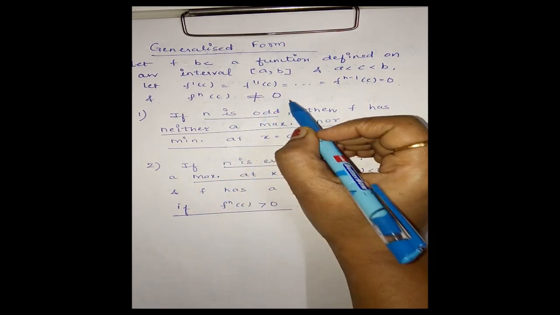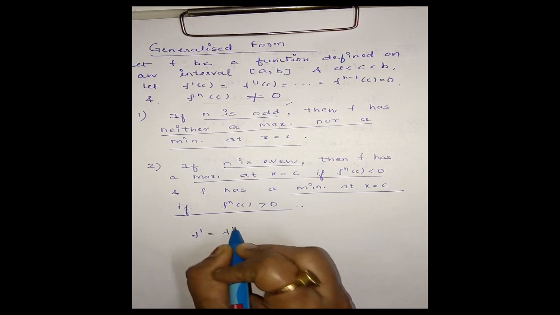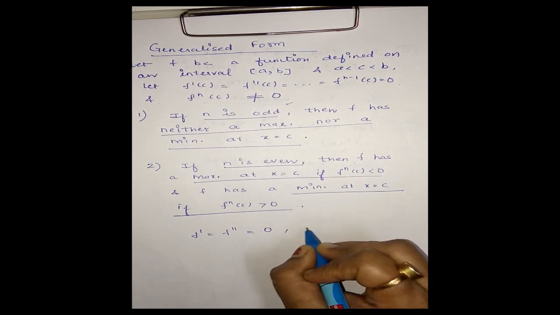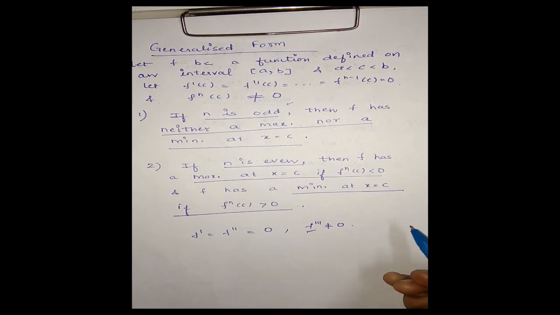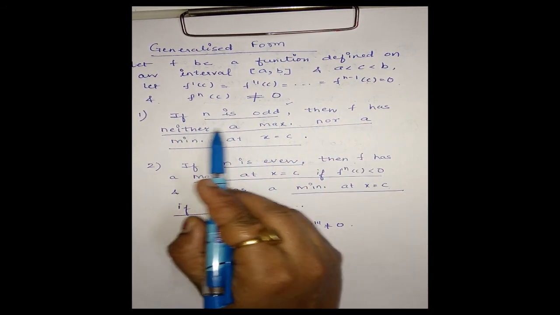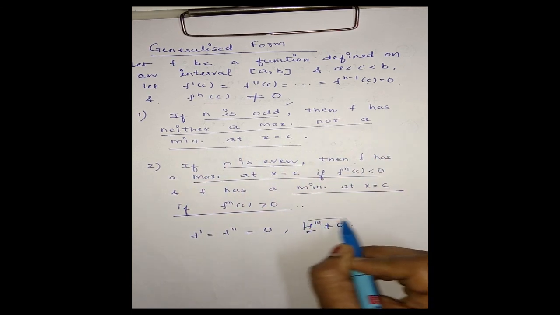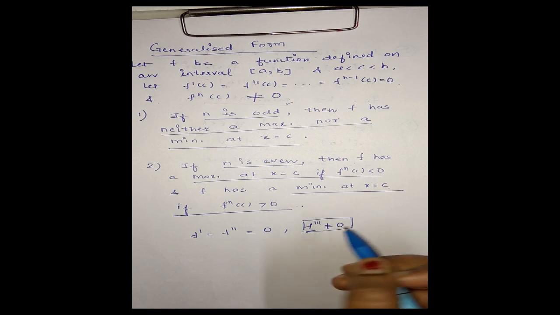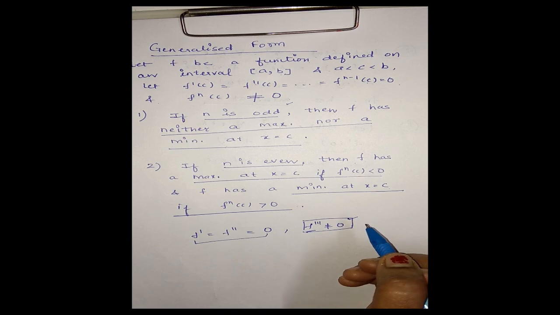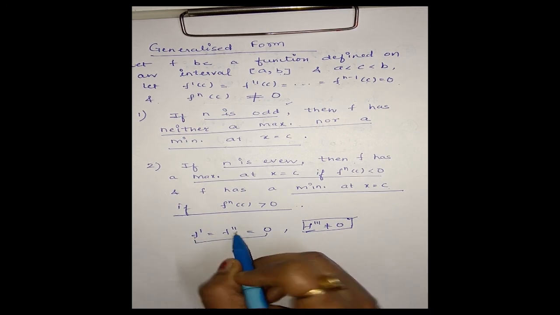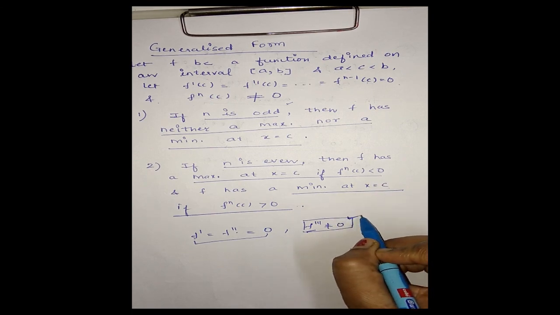Means in that case we had the case of f dash equal to f double dash equal to 0, but f triple dash not equal to 0, and n was odd there. Then we can neither say f has a maximum nor a minimum. We had not considered the case of f triple dash, but we had these two cases, f dash and f double dash were 0, but we cannot reach any definite conclusion.